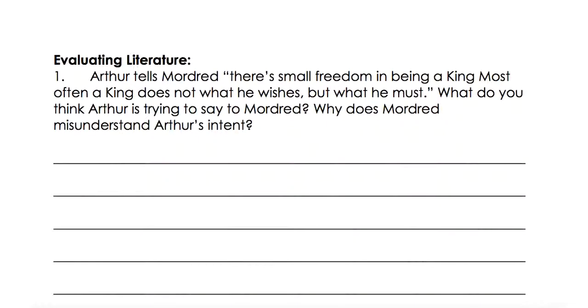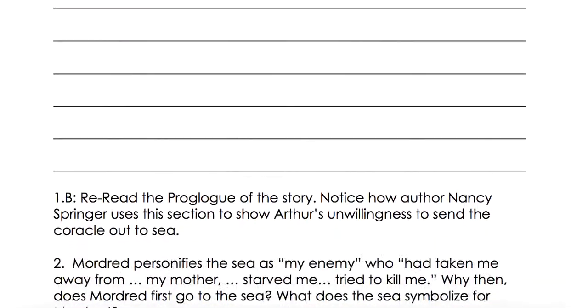So in the evaluating literature section, there's a quote here from King Arthur, and you're explaining why Mordred misunderstands what King Arthur means. So again, we'll discuss this a little bit more in class, but you're describing what you think Arthur is trying to say to Mordred.